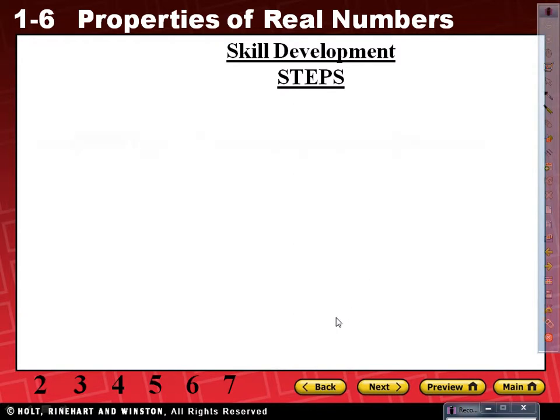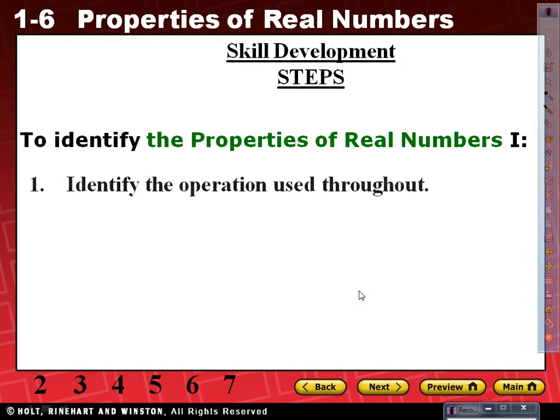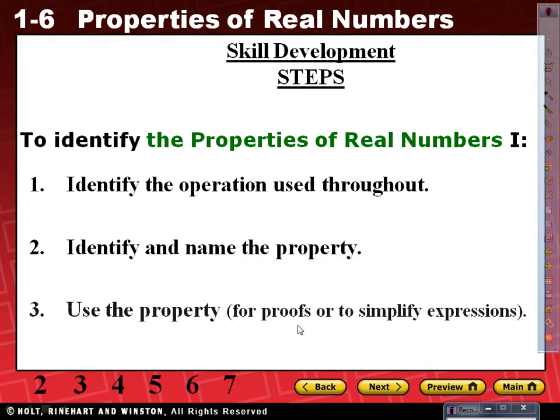Steps. I give you guys steps to identify the properties of real numbers. Number one, very important, you need to look for what operation is being presented throughout. It can only have one throughout. Step two, identify the name of the property. Once you know what operation, then identify what property is being used. And that's when you're going to give it a name. And step three, we're going to use that property. What are we going to use it for? For proofs. You're going to see that in a little bit. And also to simplify expressions.